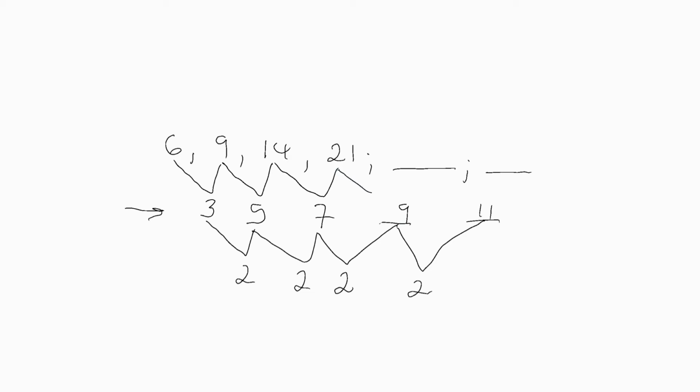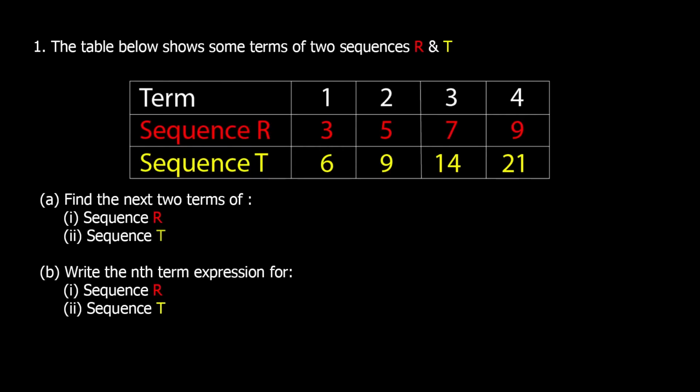So what is 21 plus 9? That is a 30. And what is 30 plus 11? 30 plus 11 is equal to a 41. So now these are the next two terms of the sequence T. So that is how you get the next two terms of a quadratic sequence.